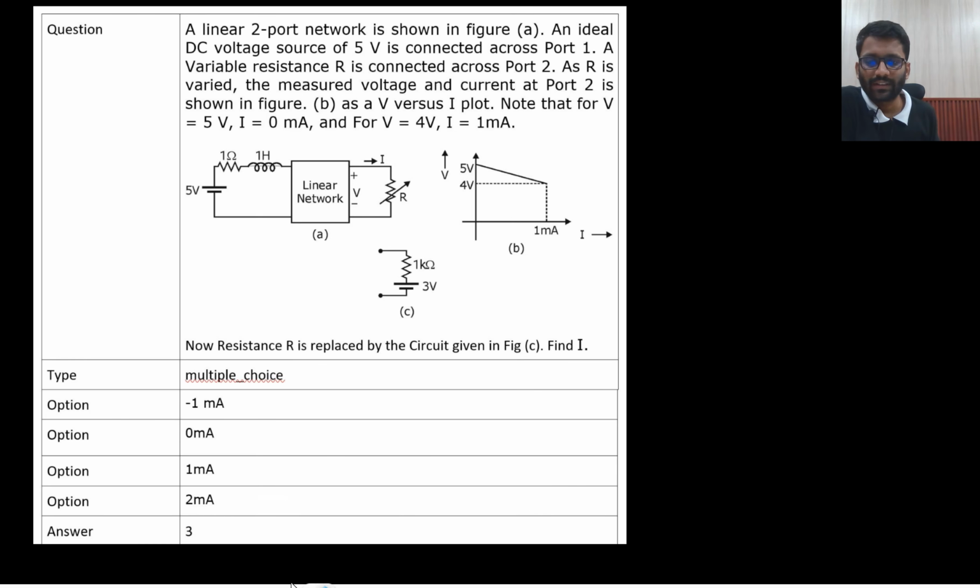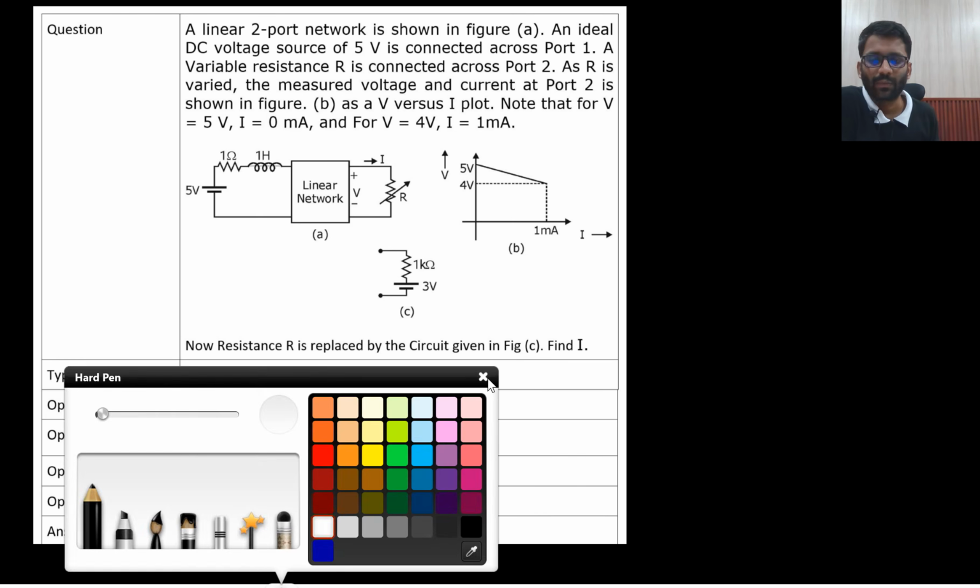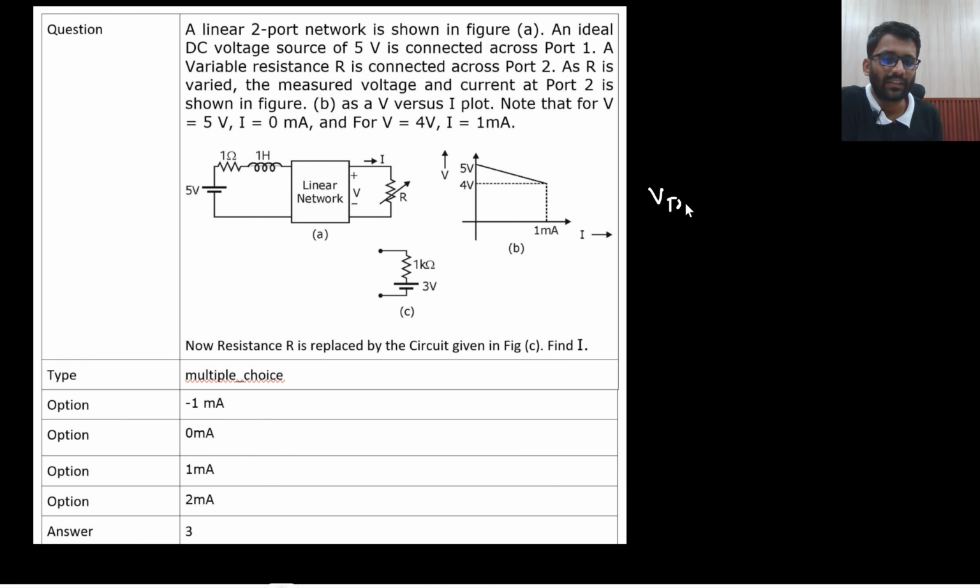So the characteristics is given. Based on that characteristics, what can you do? VTH is the open circuit voltage, right? That means when current I is 0, what is the voltage? 5 volt. So this is known as VTH.